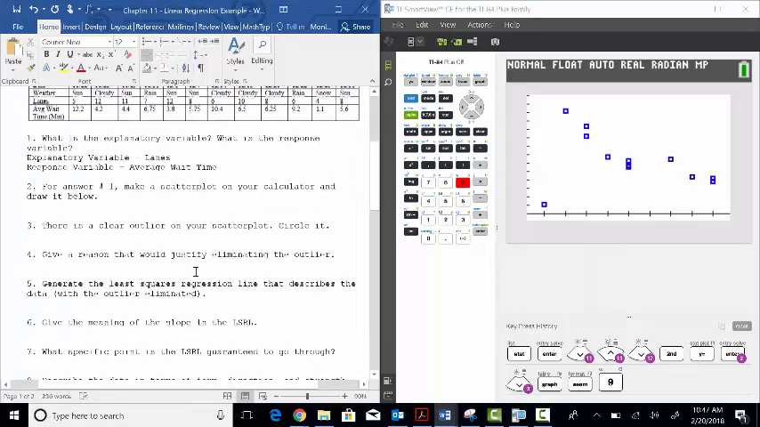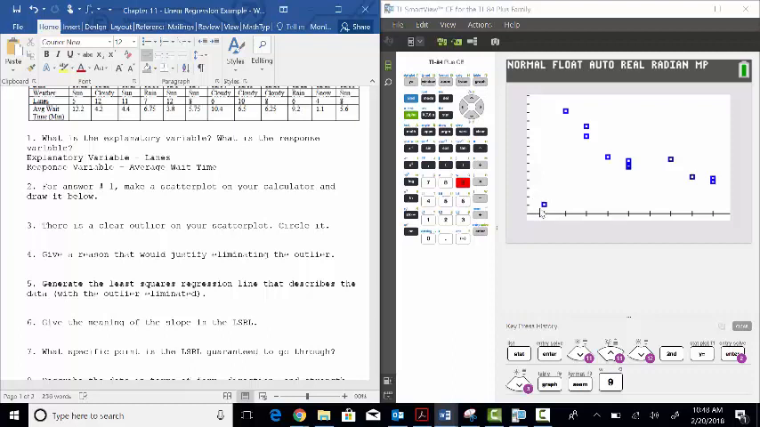Alright, so to question number 3, it says there's a clear outlier. Circle it. Well, our outlier is down here at the bottom, and we're calling that an outlier because it's off of the general form of the graph. You see all the other plots are up here. They're kind of pointed downward in a nice smooth pattern, but this plot down here is off. All right, it's off of the general pattern, so we're going to call that an outlier.